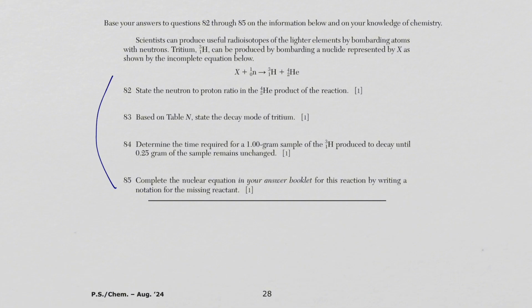It says state the neutron to proton ratio in the helium product of the reaction. That's a weird way to ask a question here. All they're asking you is your neutrons, 4 minus 2 is 2 neutrons, and of course your atomic number is your element's social security number, 2 protons. If you change the number of protons, remember that changes the identity of the element. So what's my ratio here? It's 2 to 2 or 1 to 1. That was the ratio. Okay.